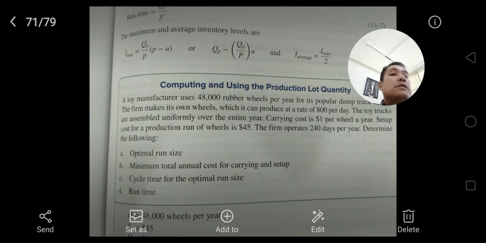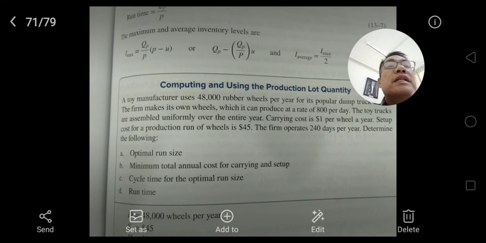Okay? Next. So this is a sample problem given to us by the book. I'm not sure if this is the same discussion that was written in your text, because I'm using the 13th edition of the book. So I want you to just silently read this and be familiar with the given in the problem. And at the bottom, you will notice that there are questions like, what is the optimal run size, maximum total annual cost for carrying and setup, cycle time for the optimal run size, and the run time.